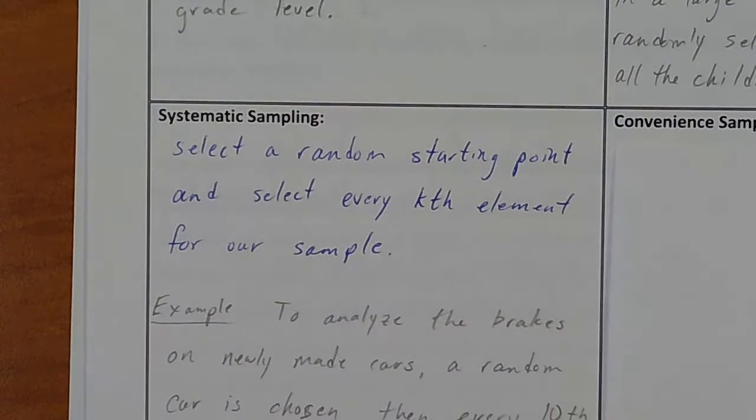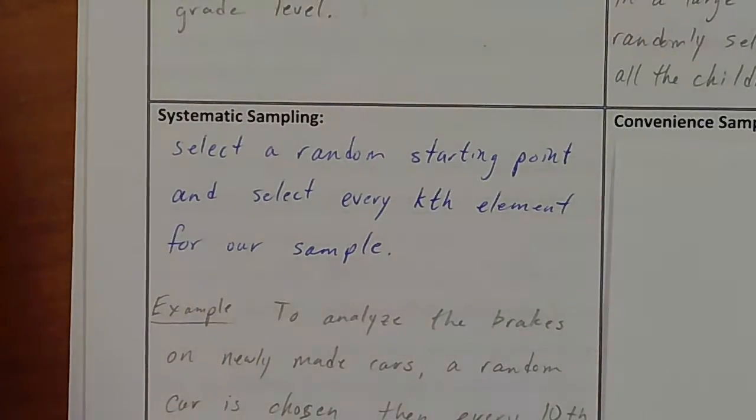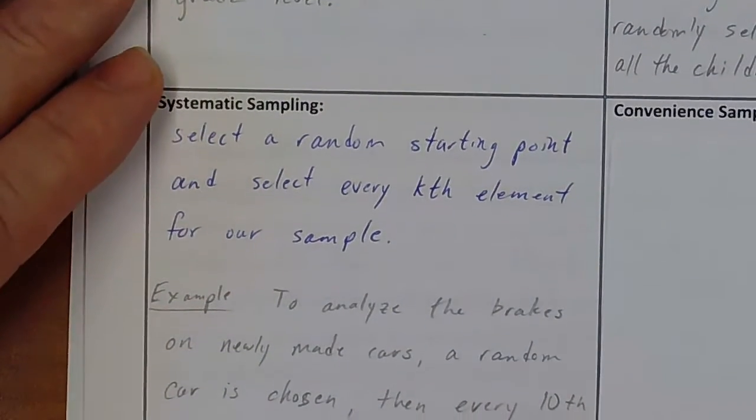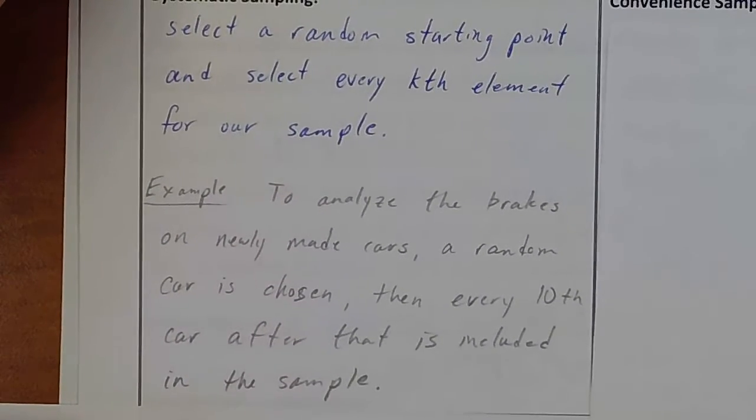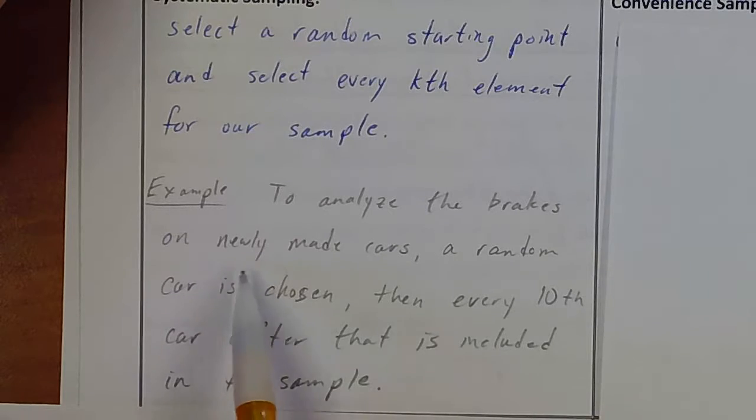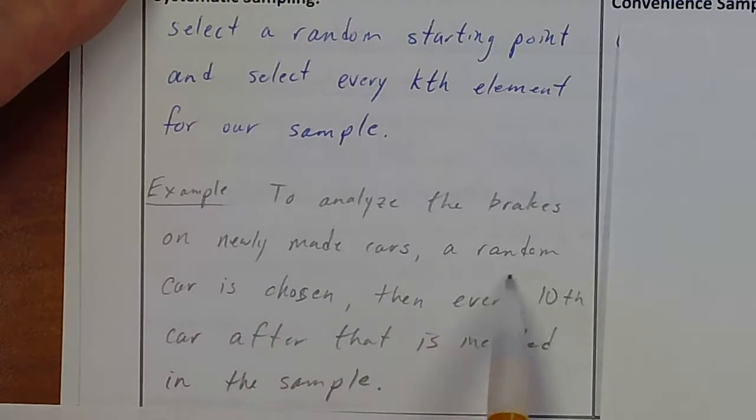It's used quite a bit at factories because sometimes you don't want to take the first hour production or the last hour production. Okay, for obvious reasons, the machines might operate differently, or you've got different people on the assembly line. Okay, so here's the example. To analyze the brakes on newly made cars, a random car is chosen to begin with, and then every 10th car after that is included in the sample.